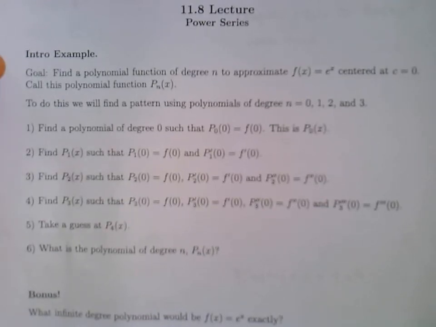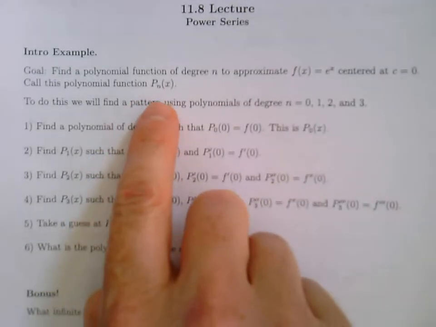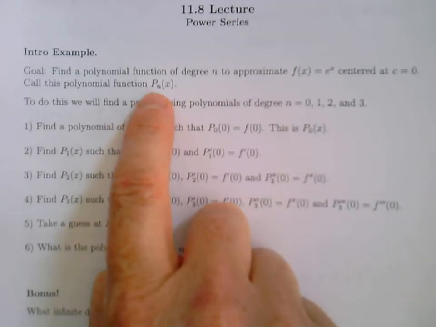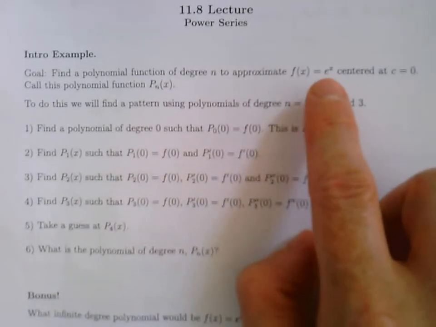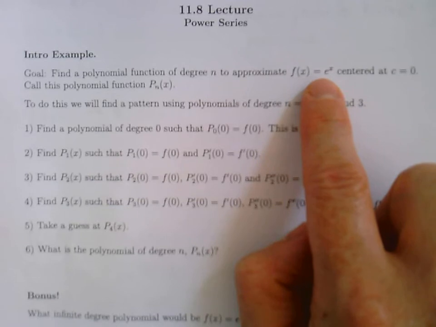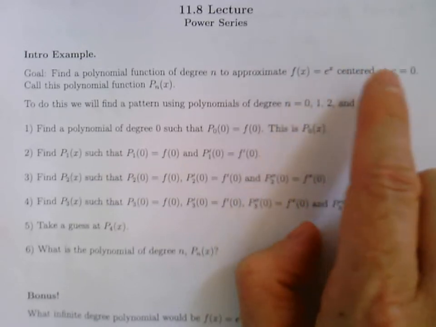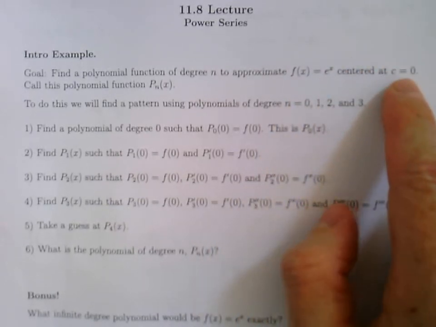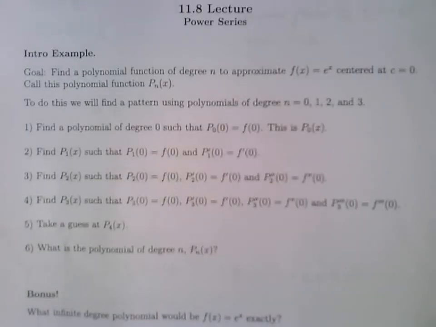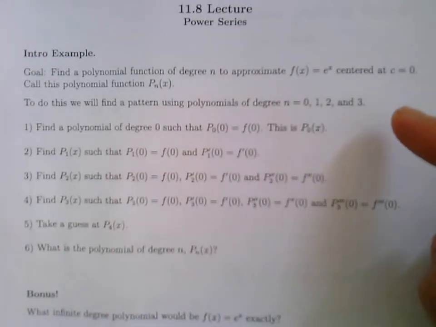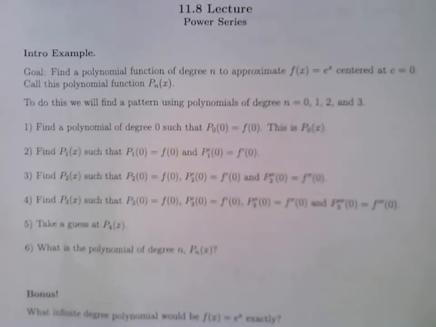Let me go ahead and just read this goal here at the top. We want to find a polynomial function of degree n. We're going to end up calling it p sub n of x, p for polynomial, degree n. We're going to approximate f of x equals e to the x. That'll be a really good function to start us off. Centered at c equals 0. And okay, so how are we going to do this? We're going to go through several steps and eventually we're going to get it down there. We're going to notice the pattern that develops here. Okay, then there's a bonus.